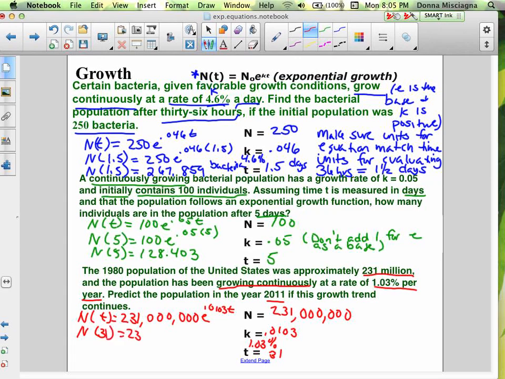that's going to be 231 million e to the 0.0103 times 31. Oh, close my parentheses there. And now it is a calculator problem. Well, we're at the end of the page here. All right, so I got to type in a lot of numbers though. So I got second natural log, it gives me e.